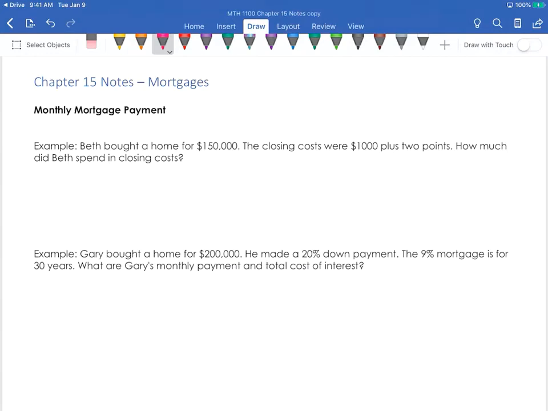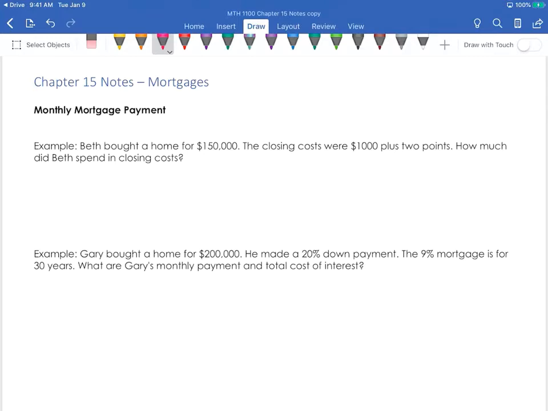In Chapter 15, we're going to talk about mortgages. We're going to talk about specifically how to find monthly payments, how to break down your interest versus what gets applied to the principal. We are going to talk about closing costs and how to calculate the total cost of interest.